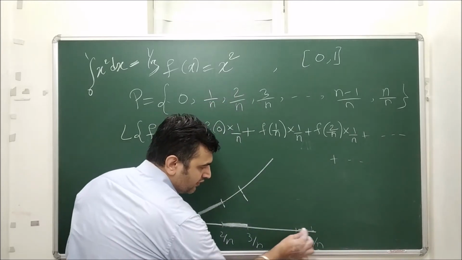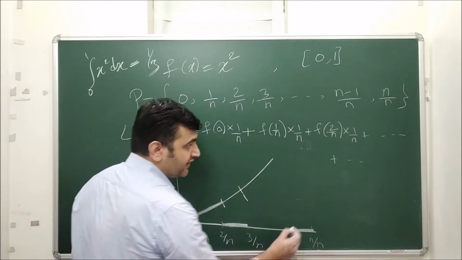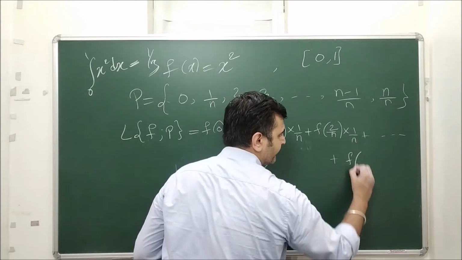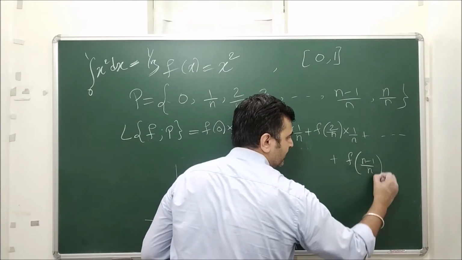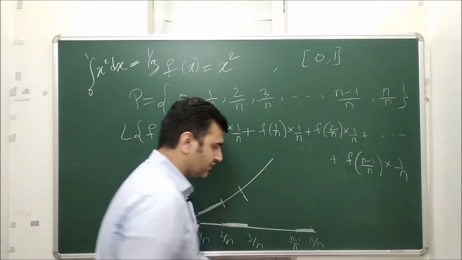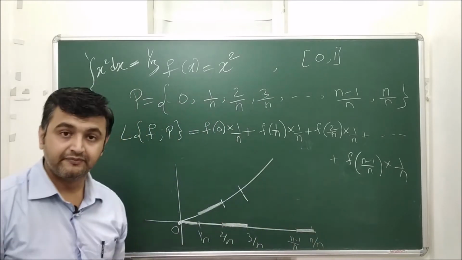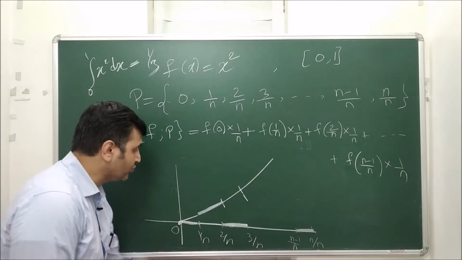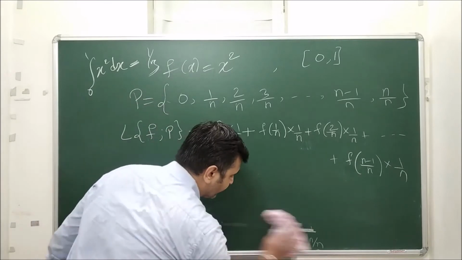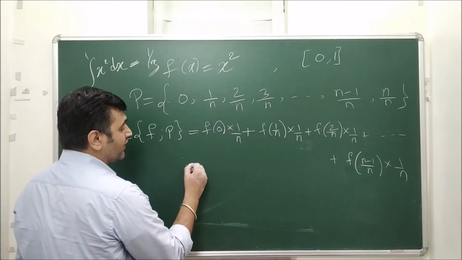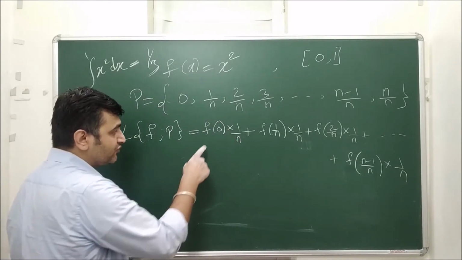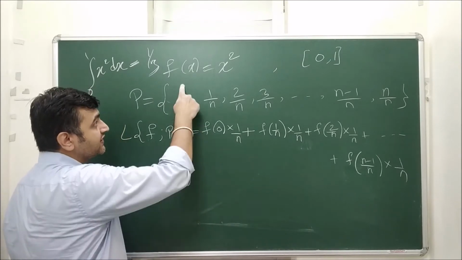At the end, the minimum value will be at the left end point. So f of (n minus 1) upon n into the length of the subinterval, which is 1 by n. And now if you want to write it in a nicer way, the second step is you should put the value of the function. What is the function? x square.